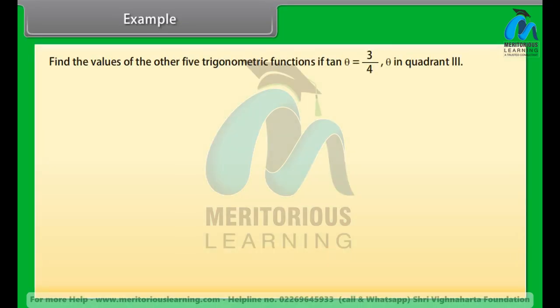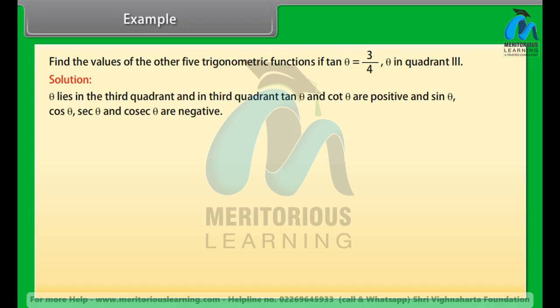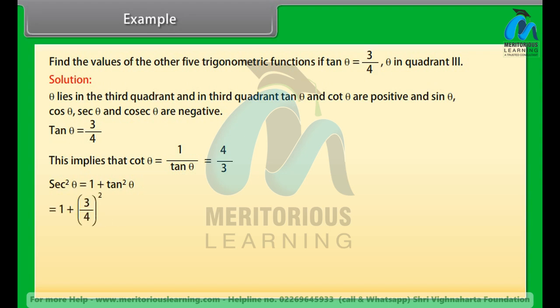Example. Find the values of the other 5 trigonometric functions if tan of theta is equal to 3 by 4, theta in quadrant 3. Solution. Theta lies in third quadrant, and in third quadrant, tan theta and cot theta are positive, and sin theta, cos theta, sec theta and cosec theta are negative. Tan of theta is equal to 3 by 4. This implies that cot of theta is equal to 1 by tan of theta is equal to 4 by 3. Sec square of theta is equal to 1 plus tan square of theta is equal to 1 plus (3 by 4) whole square is equal to 1 plus 9 by 16 is equal to 25 by 16.